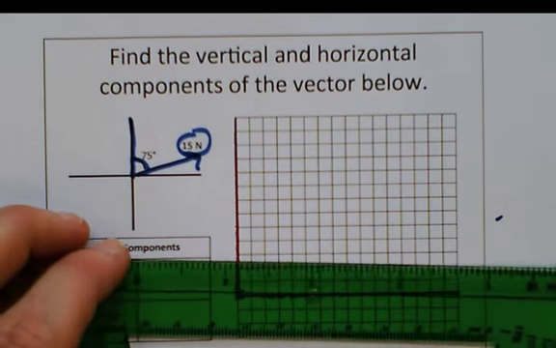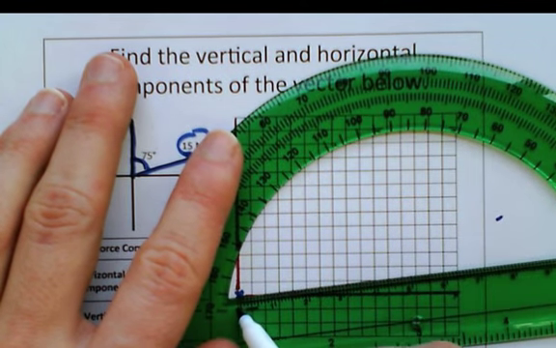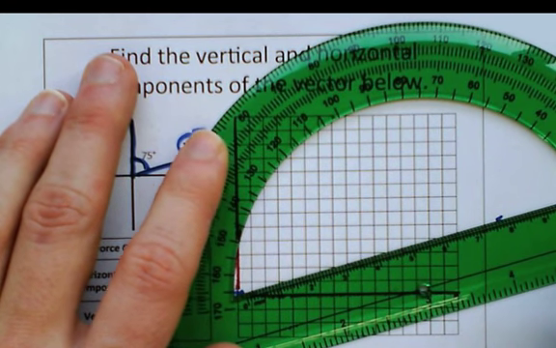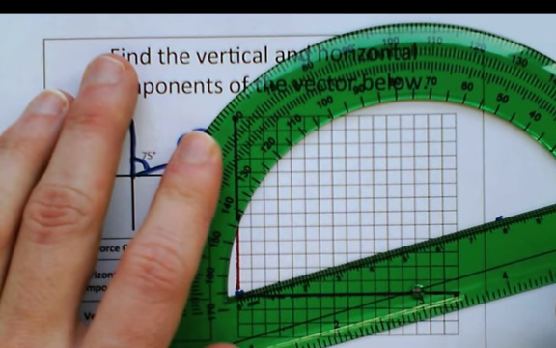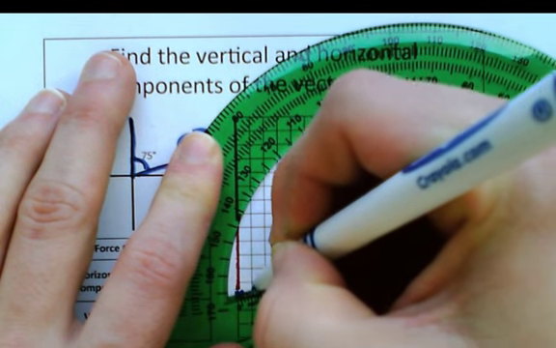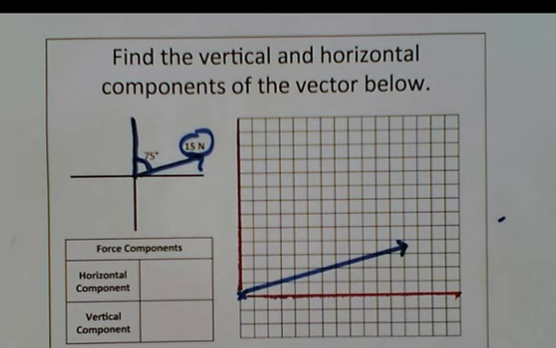Now I want to draw my vector, which is going to be 5 centimeters long. Put the 0 down at the origin here, and then slide the protractor up and down until it matches up with the mark that I just made. Again, I'm going to make this one 5 centimeters long. So I draw it like this.